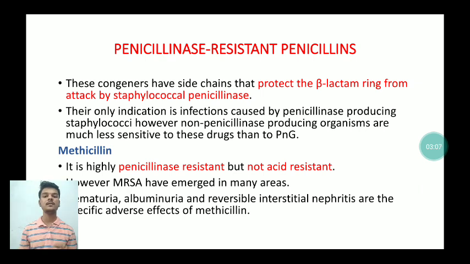The first drug we have is methicillin. It is highly penicillinase resistant, but it is not acid resistant. That is, it is destroyed by the gastric acid. However, methicillin resistant Staphylococcus aureus have emerged in many areas. Its adverse effects are hematuria, albuminuria and reversible interstitial nephritis.